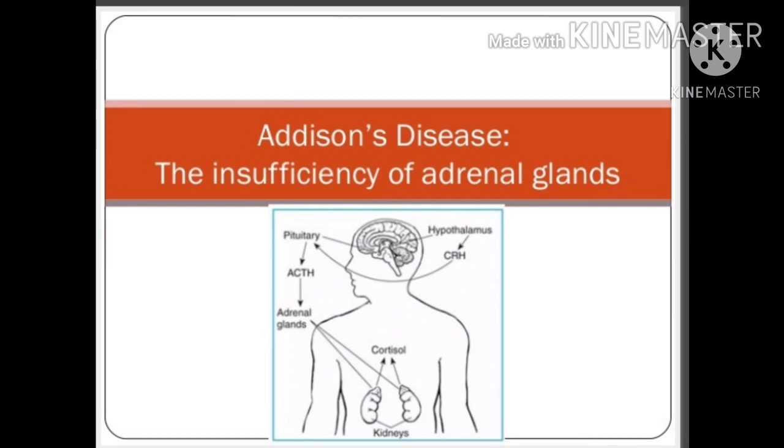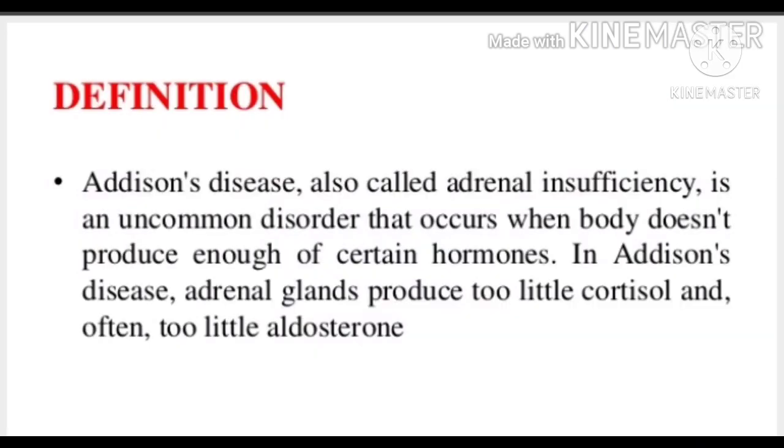The B option in the question is Addison's disease. Addison's disease is also called adrenal insufficiency. It is not a common disorder. It occurs when the body doesn't produce enough of a certain hormone.